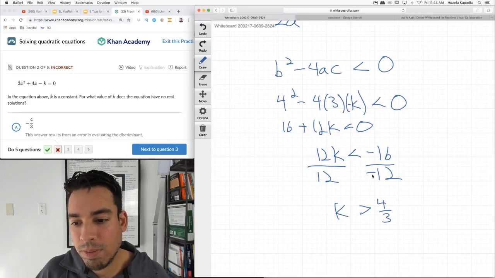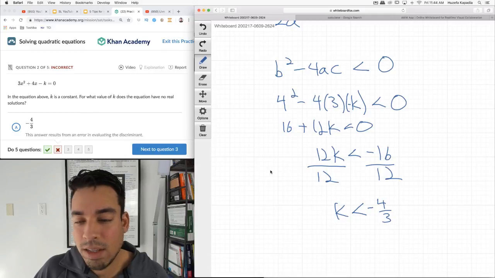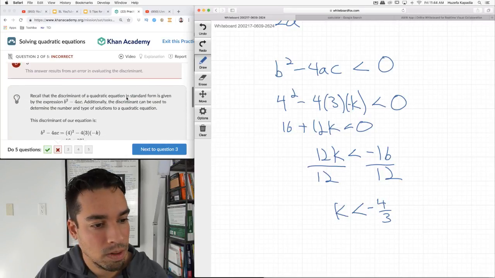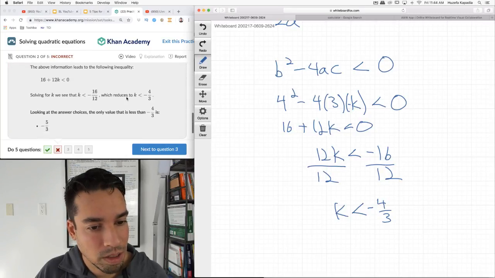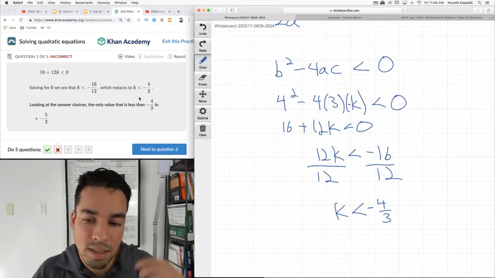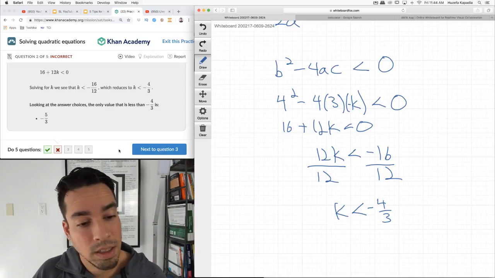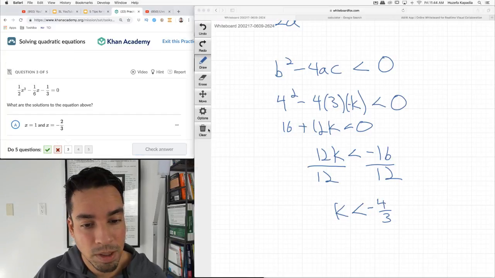So we don't flip the inequality. And then it was less than negative 4/3. So the only value that's less than negative 4/3 was negative 5/3, not positive 5/3. So a little mistake there. And you can see they probably did it that way. Yeah. So k is less than negative 4/3, and there we go. Okay. So mind those minuses. That can trip you up. That just tripped me up.